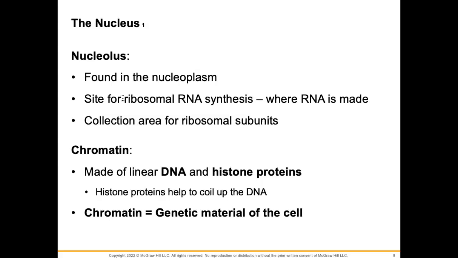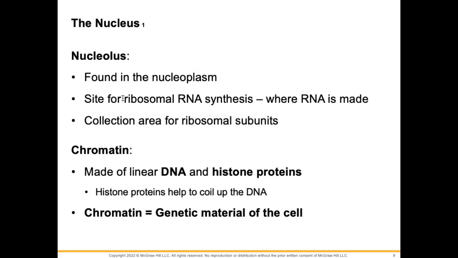In addition, in the nucleus, you'll find the chromatin. That is made of DNA and histone proteins. Keep in mind that histone proteins help to coil up the DNA. Those histones, which are proteins, help to coil up that DNA when the time comes.